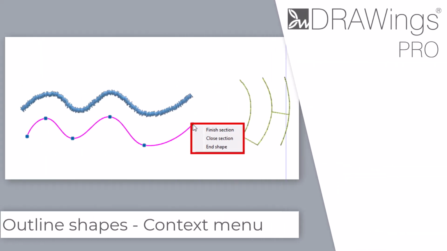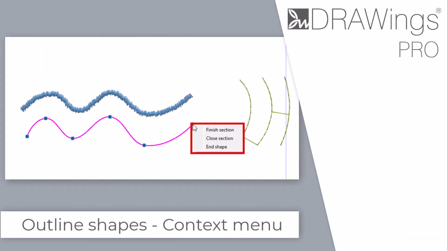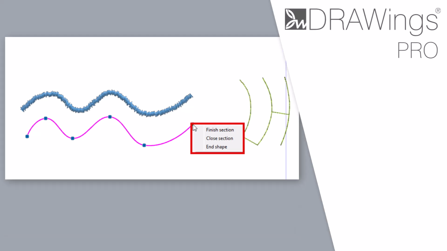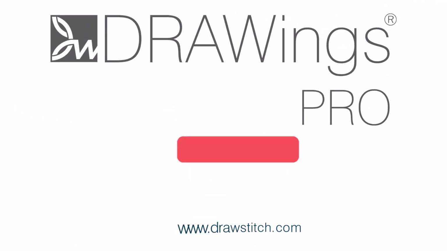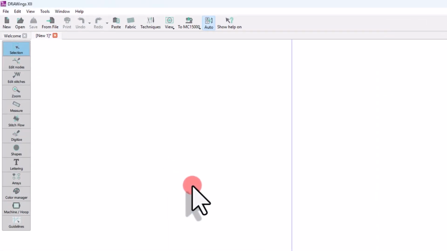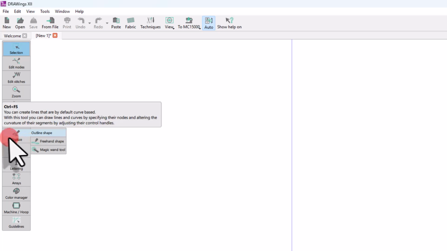In this video, we will show you the Outline Shapes digitizing tool when using the context menu operating mode. You can find the Outline Shapes tool on the Digitize section of the Tools bar. If the icon is not visible, place the mouse cursor on top of the section to reveal all the tools and select the Outline tool.